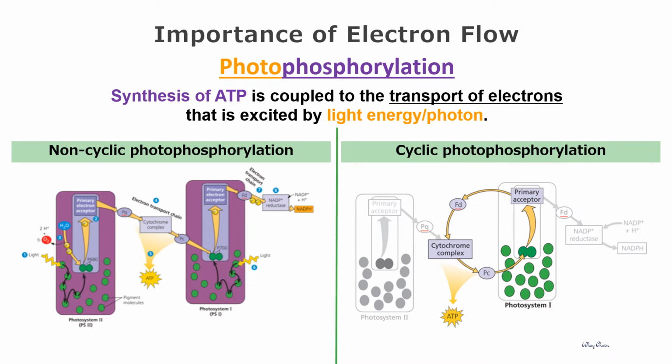The electron flow is important in the process called photophosphorylation. In cellular respiration, we have learned about this term. Phosphorylation is related to the synthesis of ATP. So, in the light-dependent reaction, photophosphorylation is the synthesis of ATP that is excited by light energy, or photon. This is why it has the prefix photo. If we refer to the ATP produced by the non-cyclic electron flow, this is a method called non-cyclic photophosphorylation. But if the ATP produced is due to the cyclic electron flow, this is a method called cyclic photophosphorylation.